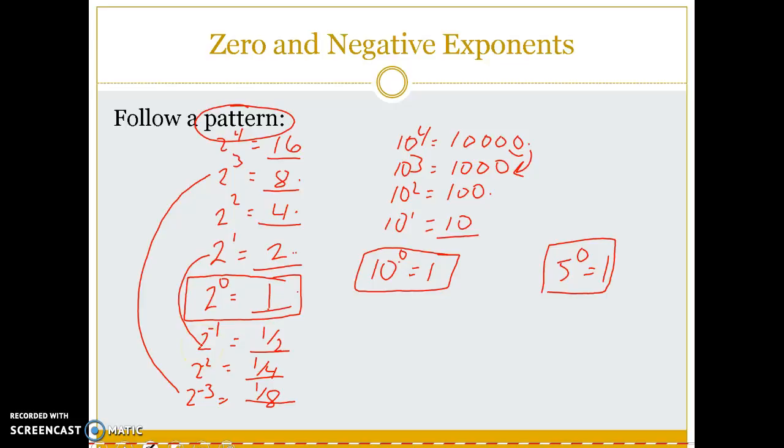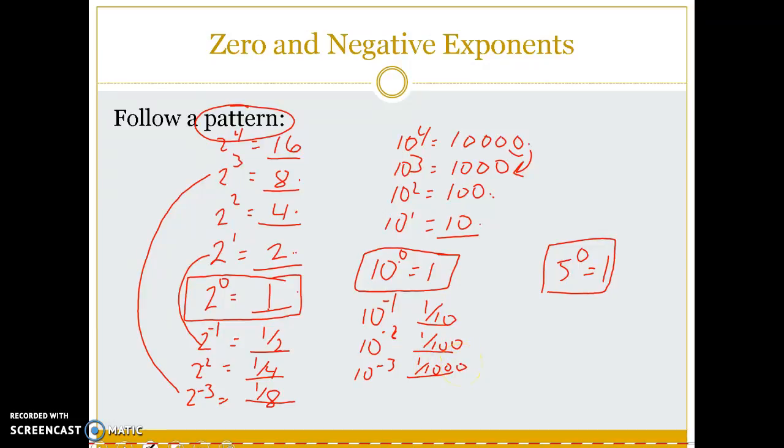We can do the same thing with the tens here. If I have 10 to the negative first, 10 to the negative second, and 10 to the negative third, and I just follow the patterns, it's like I'm dividing by 10. A tenth of 10,000 is 1,000. A tenth of 1,000 is 100. A tenth of 100 is 10. A tenth of 10 is 1. If I divide that into a tenth, I have a tenth. A tenth of a tenth is a hundredth. A tenth of a hundredth is a thousandth.